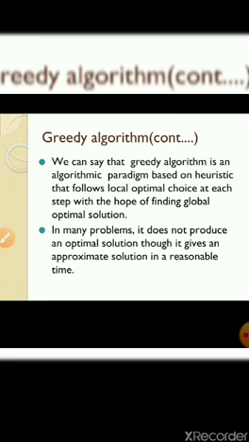We can say that the greedy algorithm is an algorithmic paradigm based on heuristics that follows the local optimal choice at each step with the hope of finding the global optimal solution. In many problems, it does not produce an optimal solution, though it gives an approximate solution in a reasonable time. What it means is optimal solution means correct solution. If it cannot give the correct solution, it tries at least to give an approximate solution to the problem.